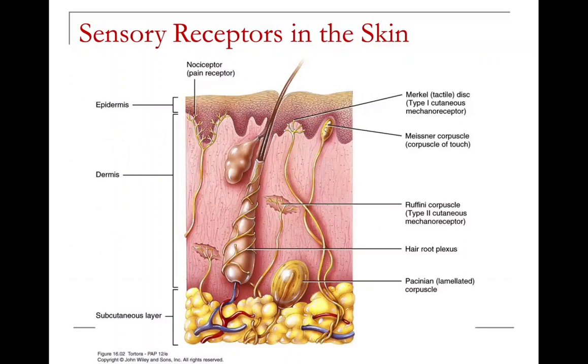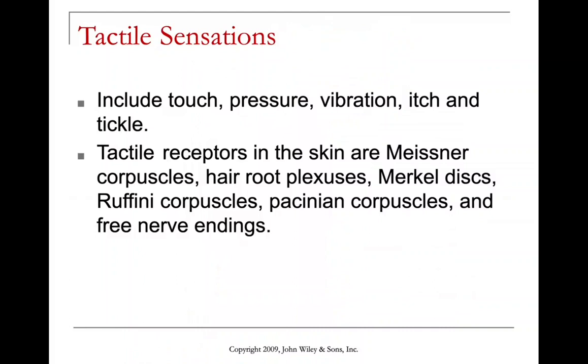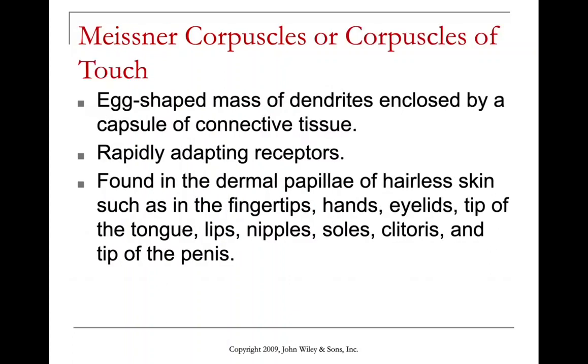So these are the sensory receptors of the skin. You've got the Merkels, or the type 1 cutaneous mechanoreceptors, Meissner's, Ruffini, or type 2, hair root plexus, and the Pacinian. So the Meissner's corpuscles, they're an egg-shaped mass of dendrites. They're enclosed by that capsule of connective tissue. These are rapid to adapt. They're in the dermal papillae of hairless skin, like the fingertips, hands, eyelids, the tip of the tongue, lips, nipples, soles, clitoris, and the tip of the penis.